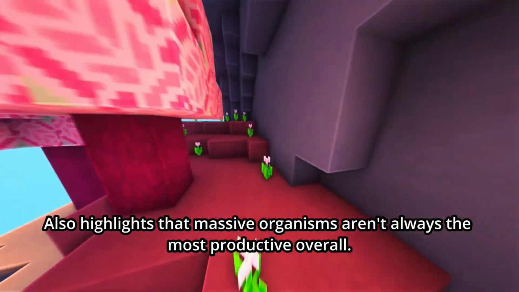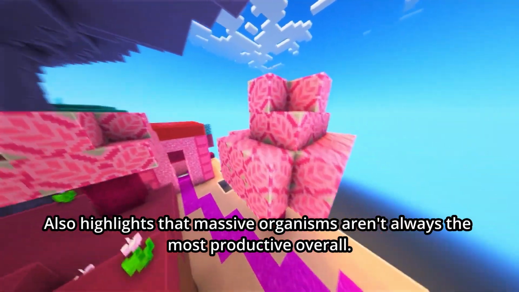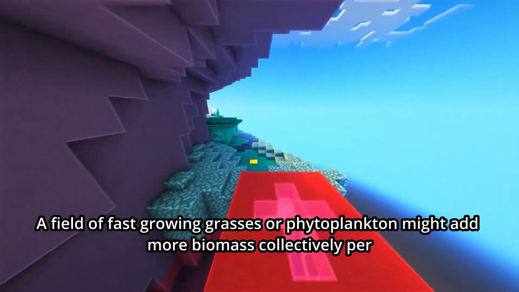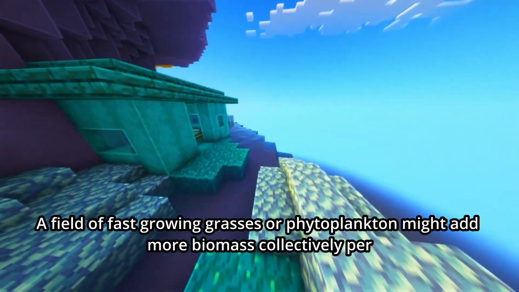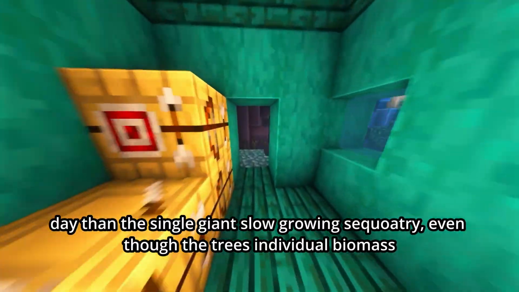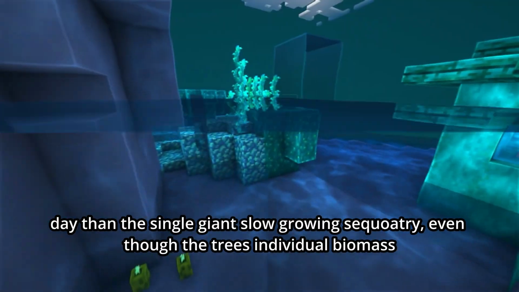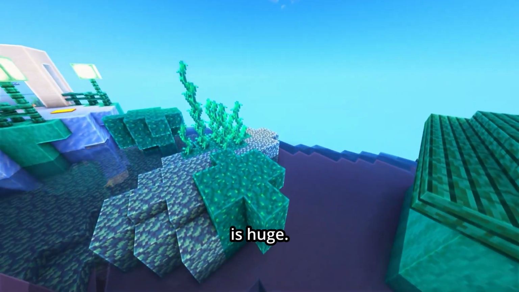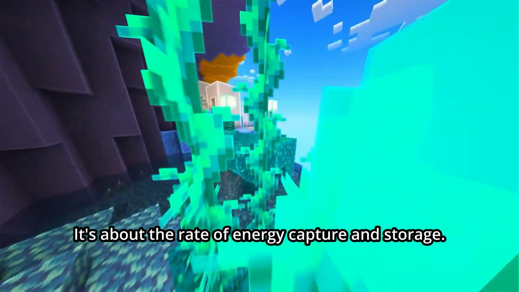Also highlights that massive organisms aren't always the most productive overall. A field of fast-growing grasses or phytoplankton might add more biomass collectively per day than the single giant slow-growing sequoia tree, even though the tree's individual biomass is huge. That's a great point. It's about the rate of energy capture and storage.